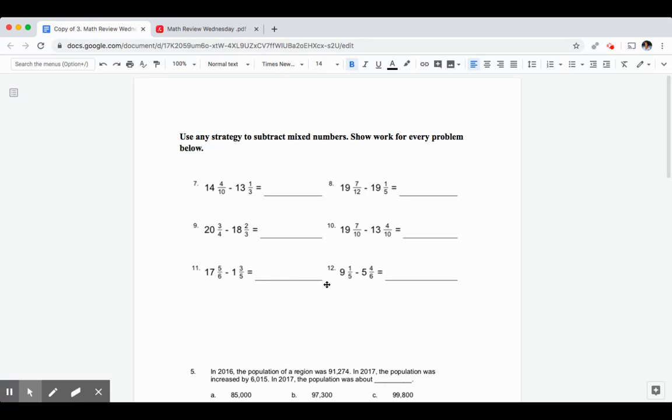To be prepared for math review today, you should have opened up your document for Wednesday, April 29th. You should have a piece of scratch paper with you and a writing utensil. Go ahead and grab those materials and come back to the video when you're ready to go.